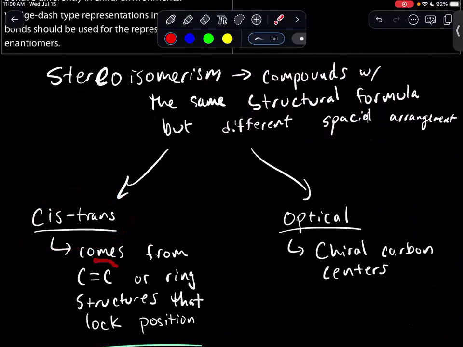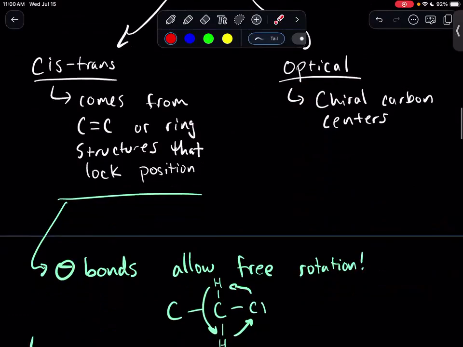This comes from a carbon-carbon double bond or a ring structure that locks position around those carbon atoms. Optical isomerism, on the other hand, uses chiral carbon centers, which we will fully explain, and I will go through that one with you. I have not done the notes on that yet. So, with cis-trans isomerism, let's start it off.